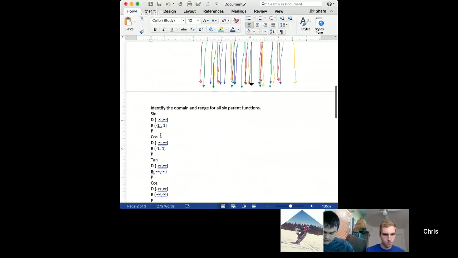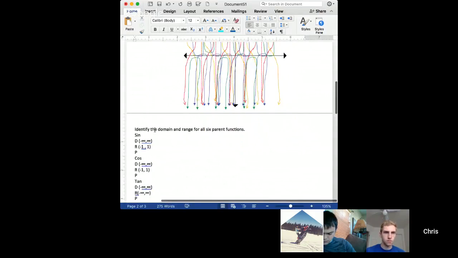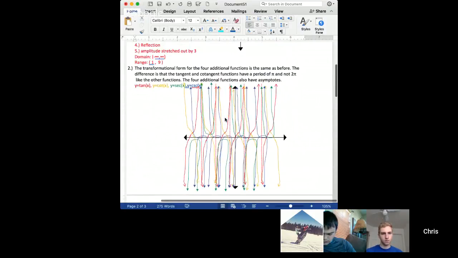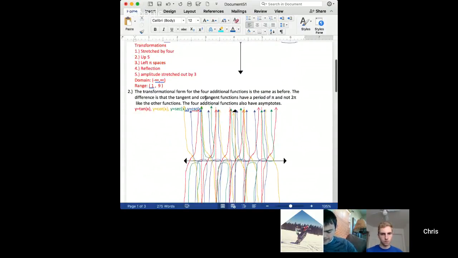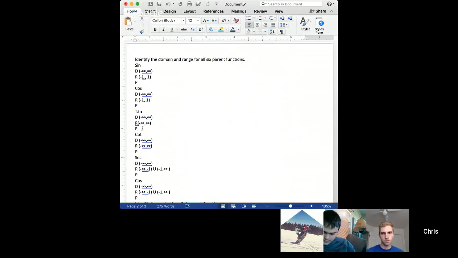So period is the width. Oh, I know what it's talking about. Tangent and cotangent functions have a period of pi and not 2 pi. So she just gave us that tangent and cotangent have a period of pi. And then all these ones have a period of pi.